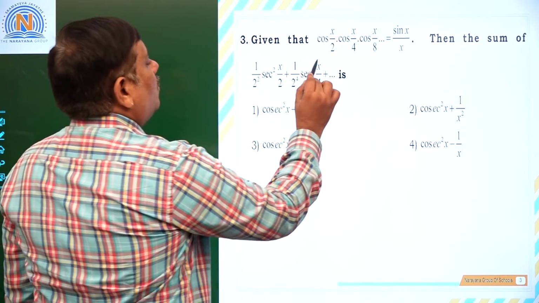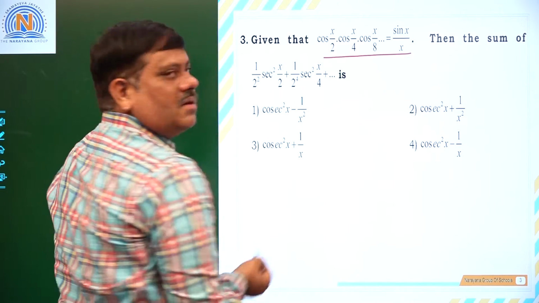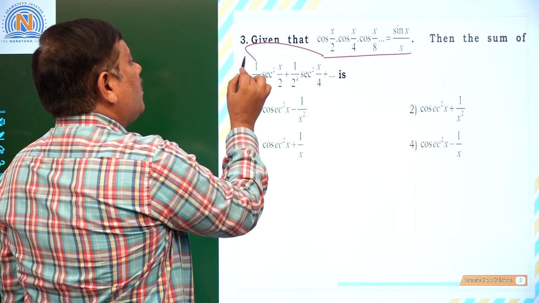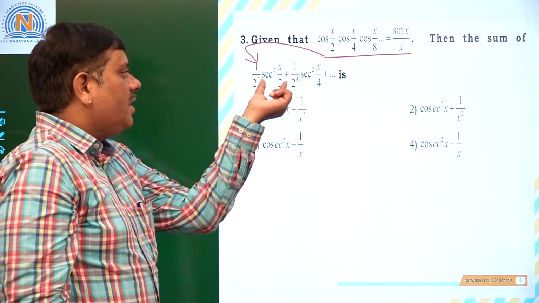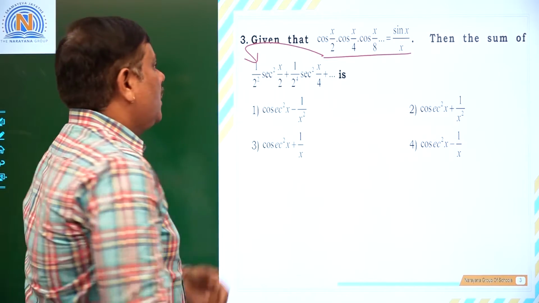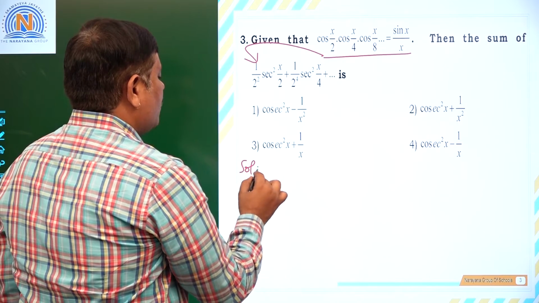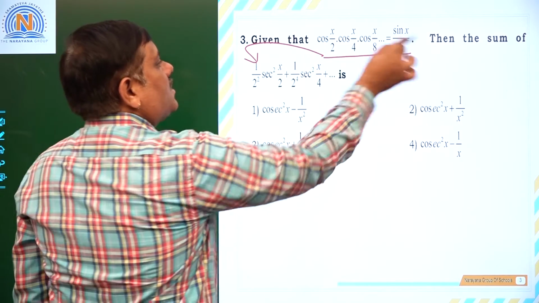Okay, so what to do? This is what is given for us. From this, somehow we have to get this function into picture. How to do that? For that, I am going to use logarithms again. Both the sides I will apply log.